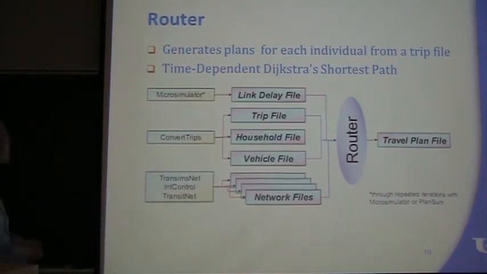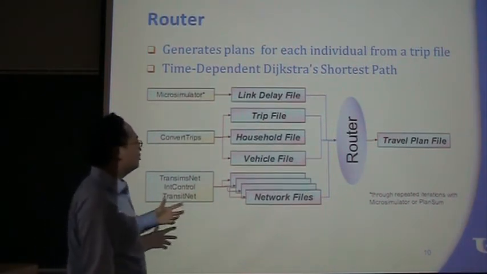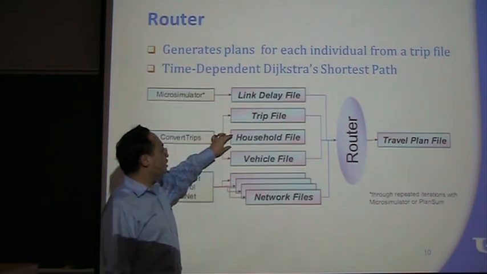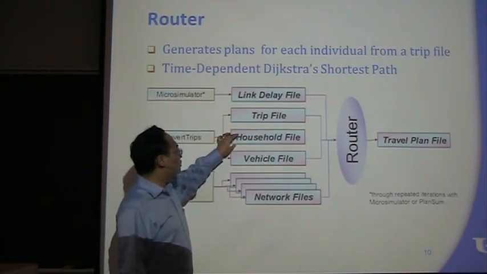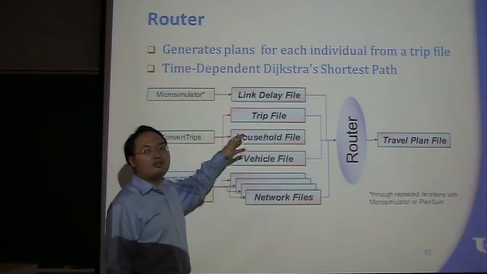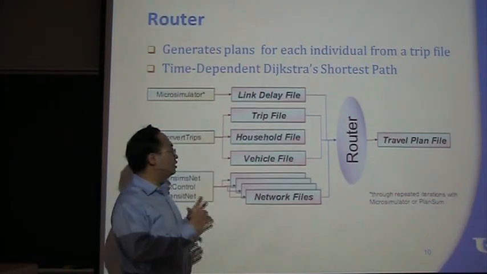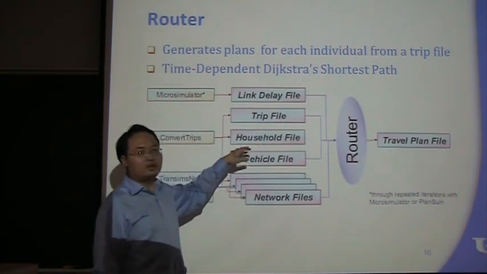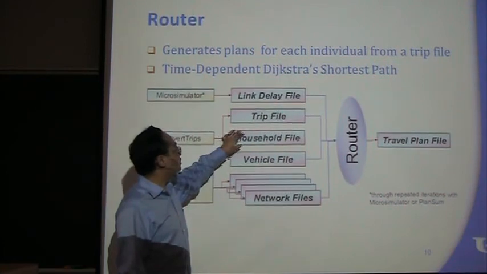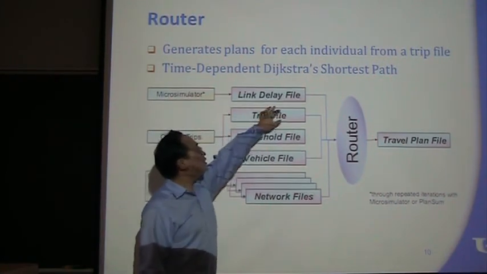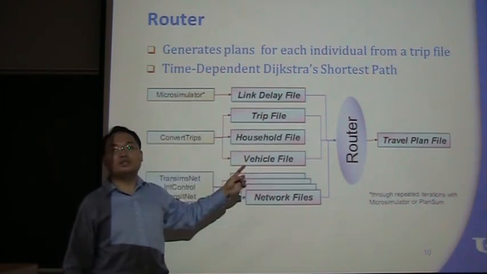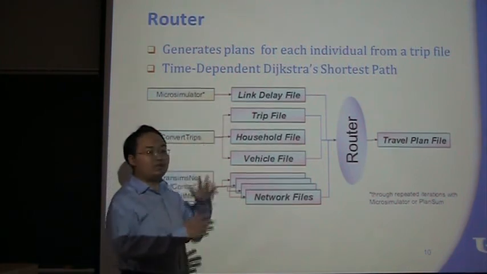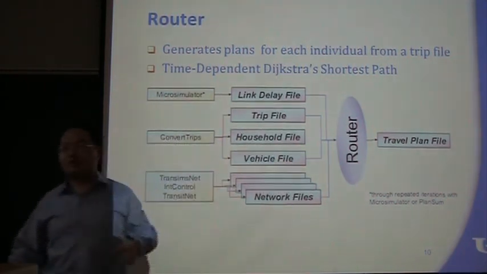But a special characteristic of router is this file. This is a household file. By default, it contains all the households, but router allows you to specify a subset of the original household file. So it will only do travel assignment for part of the households, and this is very important for future work. And this link delay file can be missing for the first iteration because we don't have the link delay data. But in our feedback, after the first iteration, we then need this link delay file.